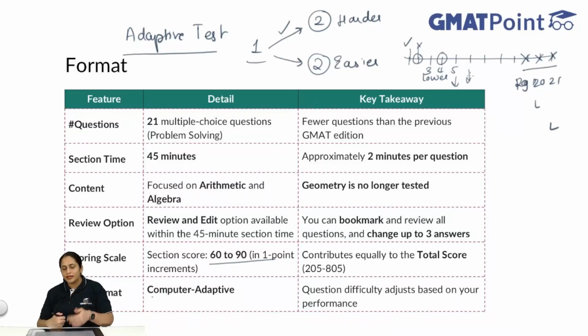Only if you're completely stuck should you pick something and move on and then review and edit later on. But don't make a habit of it, because the negative marking of that wrong choice lingers.